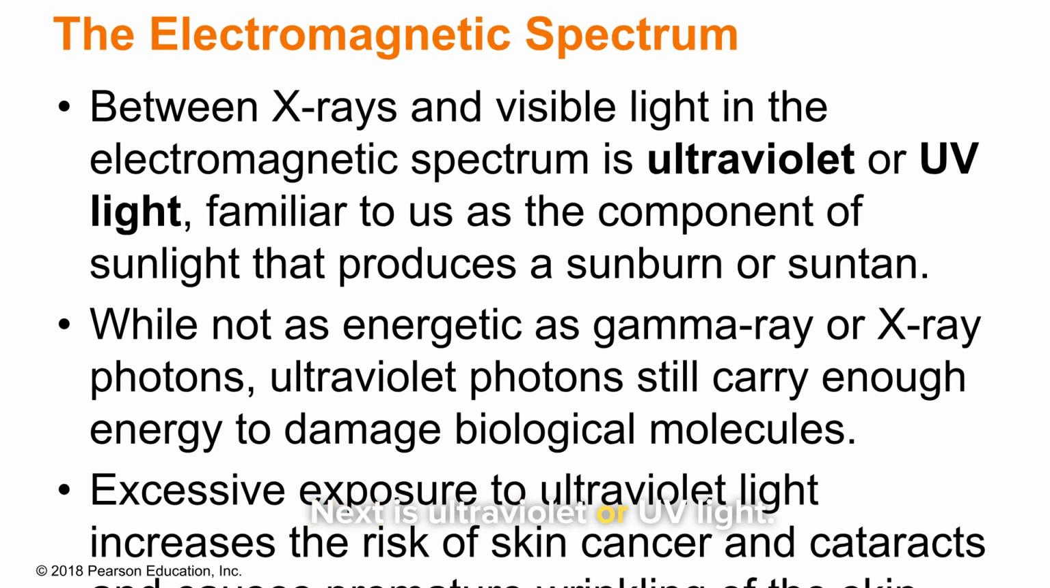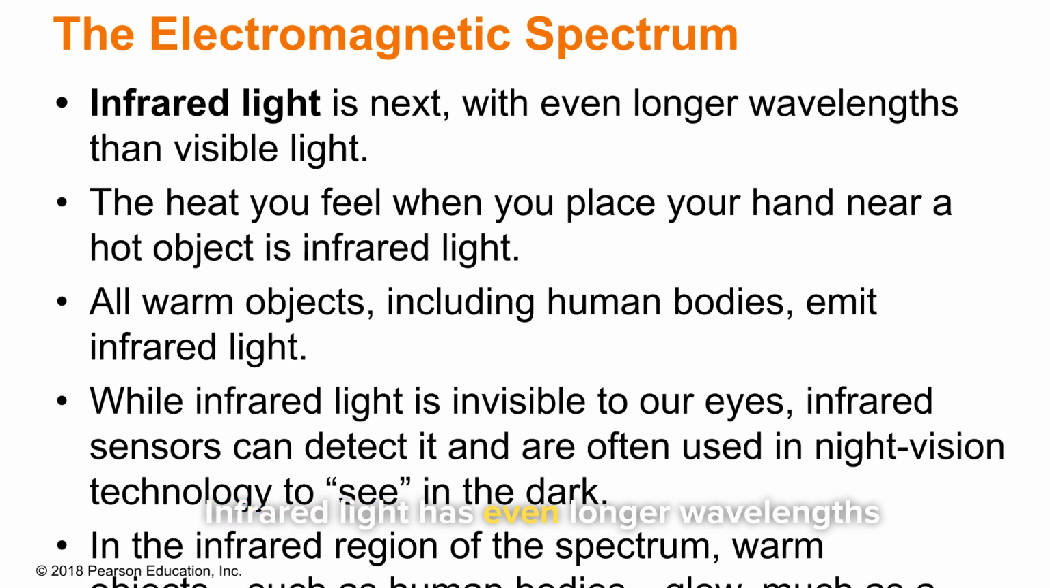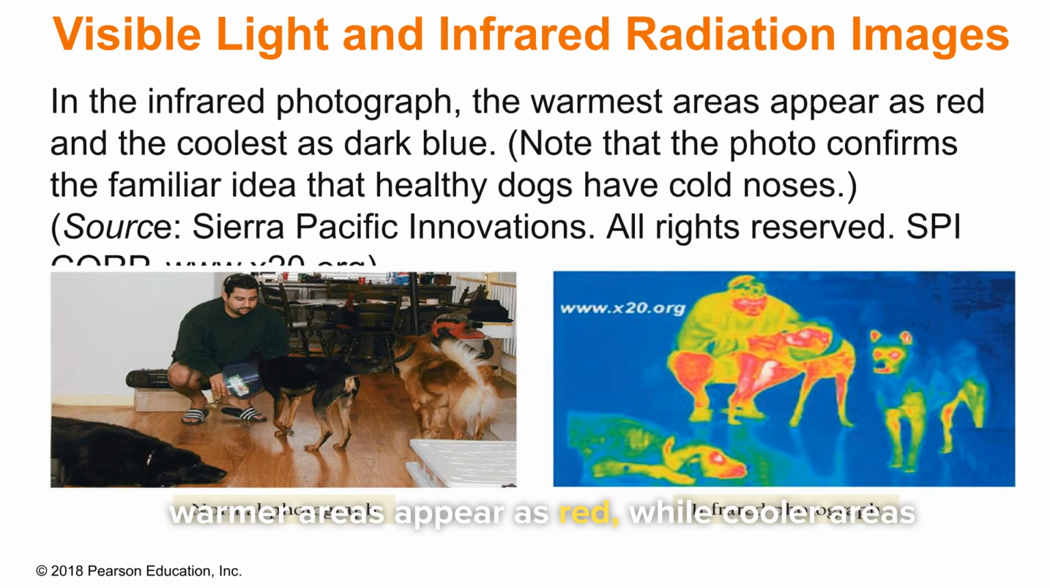Next is ultraviolet or UV light. It is more energetic than visible light, and excessive exposure can lead to skin damage, cataracts, or increased cancer risk. Visible light ranges from violet to red. While these photons don't damage biological molecules, they interact with our eyes to allow for human vision. Infrared light has even longer wavelengths than visible light. It is emitted by warm objects, which is why it is used in night vision technology. This infrared image demonstrates how heat is captured. Warmer areas appear as red, while cooler areas are shown in dark blue.